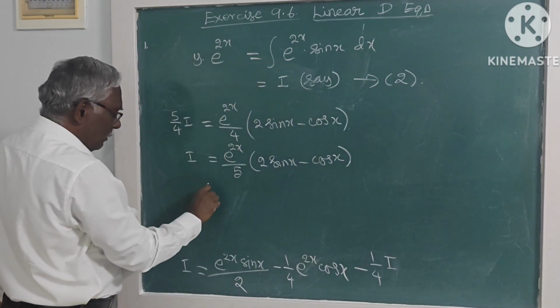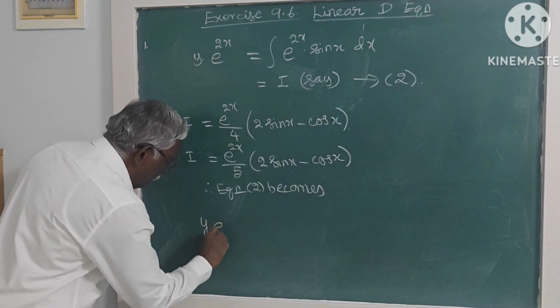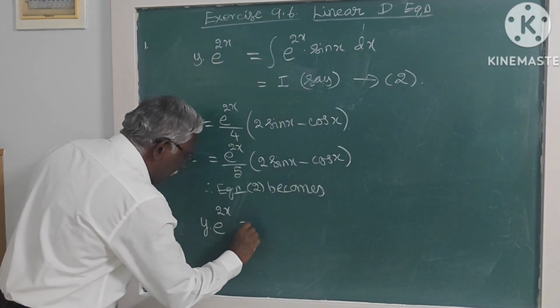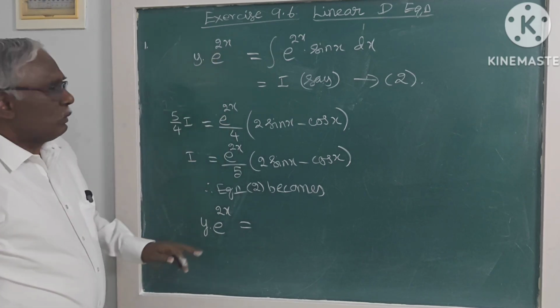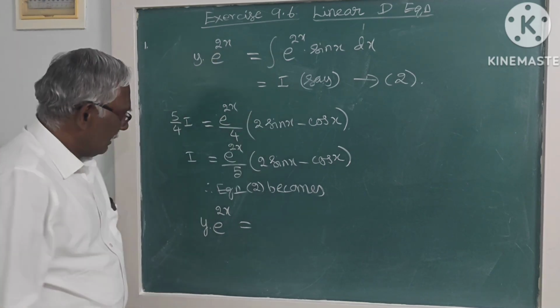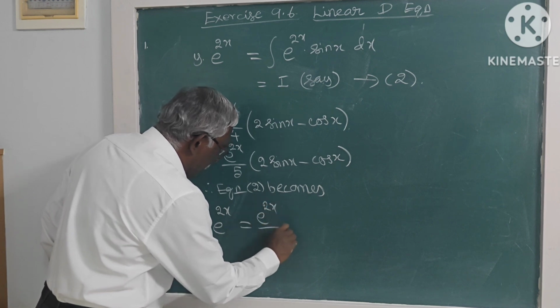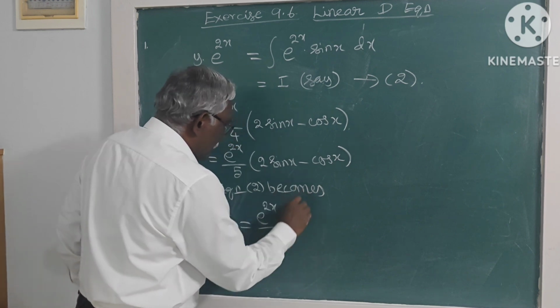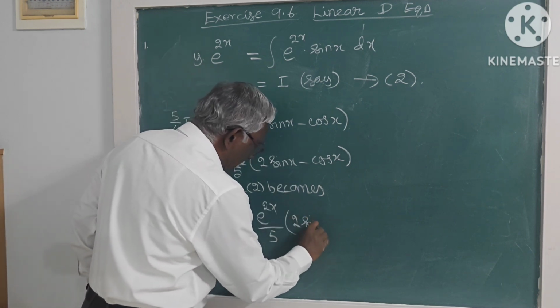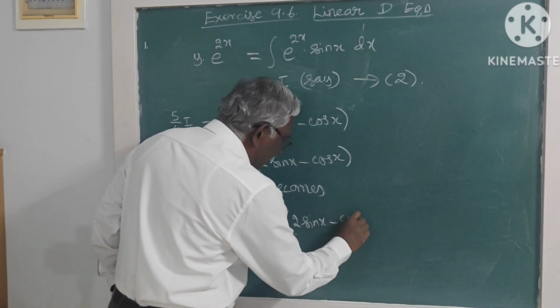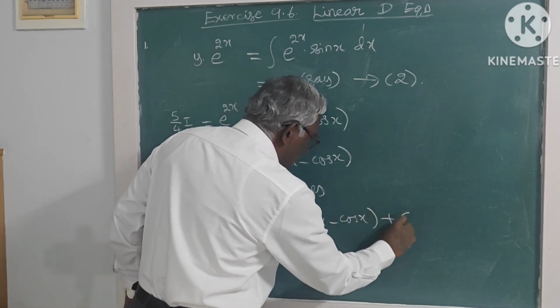Therefore, equation 2 becomes y into e power 2x is equal to I. I is nothing but e power 2x by 5 into 2 sin x minus cos x plus c.